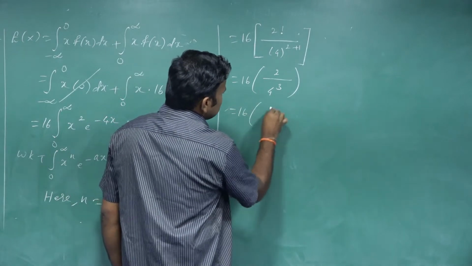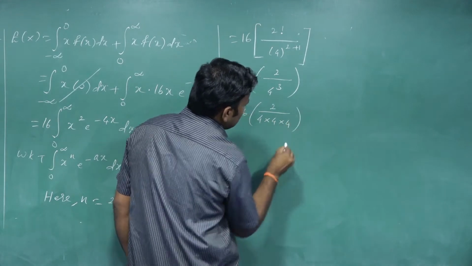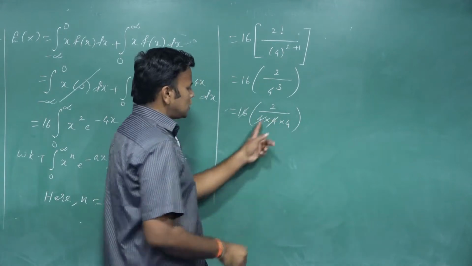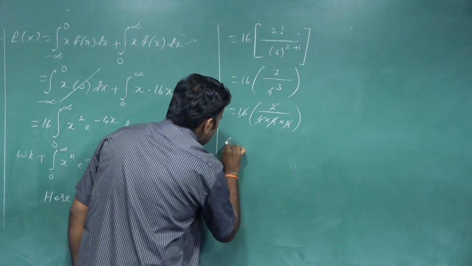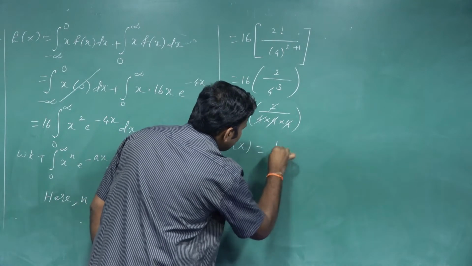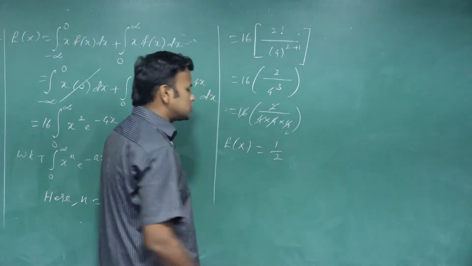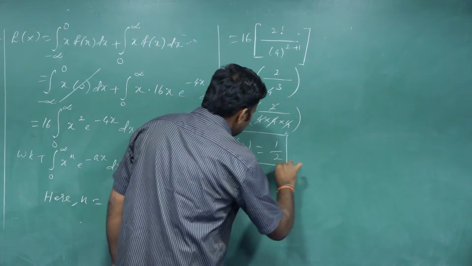Simplification is your choice; we can simplify anywhere. We write 4 cube as 4 into 4 into 4. 4 fours are 16, I cancelled. In the second table we cancelled. So the value of E of x is just 1 by 2. In the second table it has twice. So the value of the mean is equal to 1 by 2.